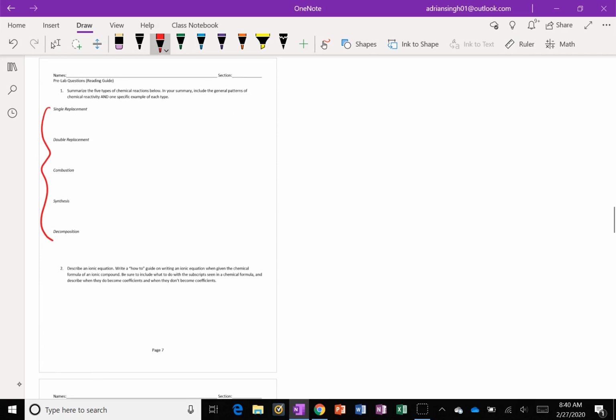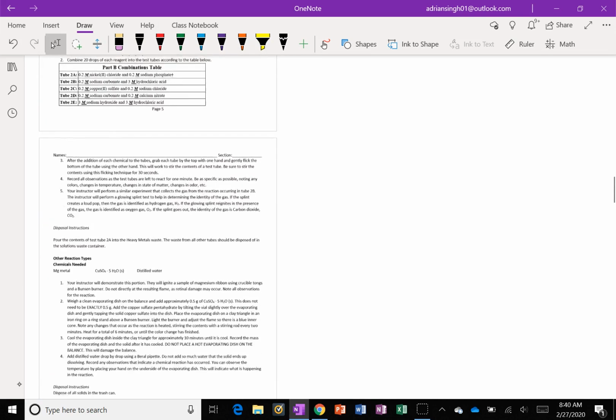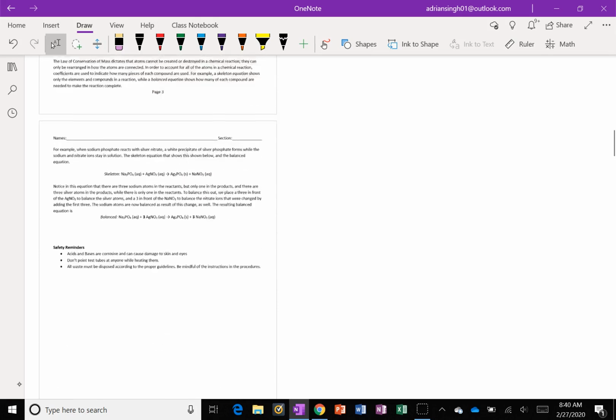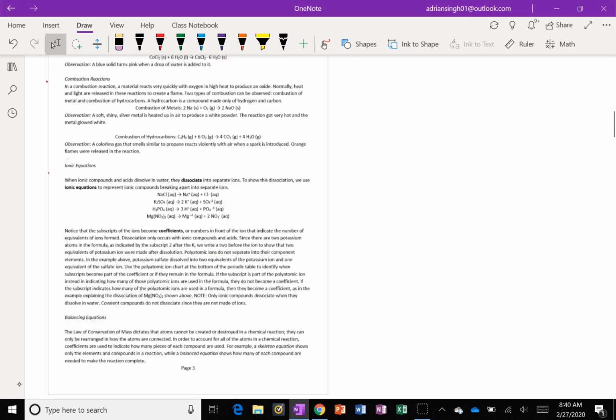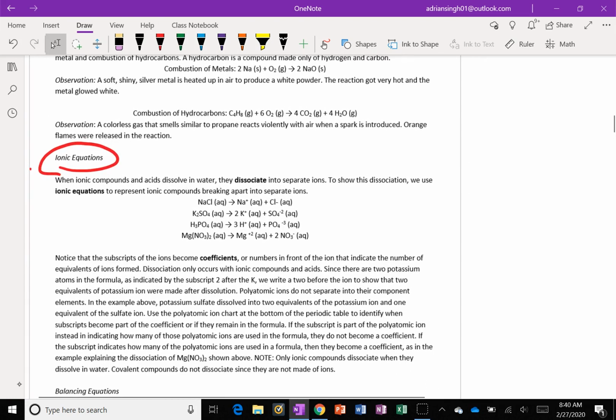to describe and summarize those different types of reactions. In number 2, you're asked to describe an ionic equation, right, and how to actually write an ionic equation. And again, there's an example, or actually several examples of these in the pre-lab. So if you go up to this section here, it talks about your ionic equations and what happens when these substances that are aqueous actually dissolve in water, right? So what this is saying is that if you have something like potassium, we'll take the potassium sulfate example, right? Aqueous means dissolved in water.